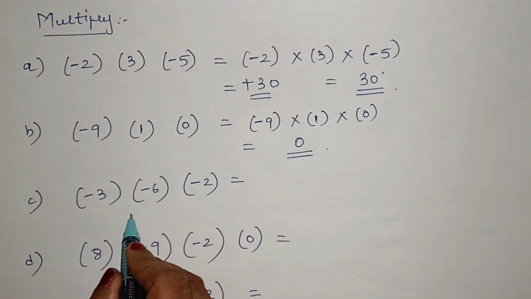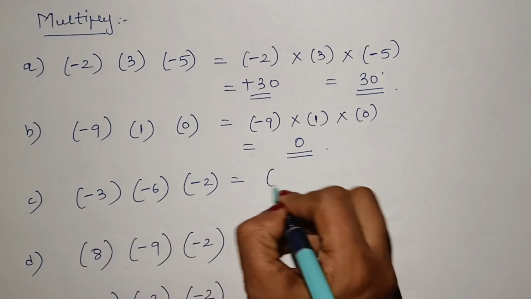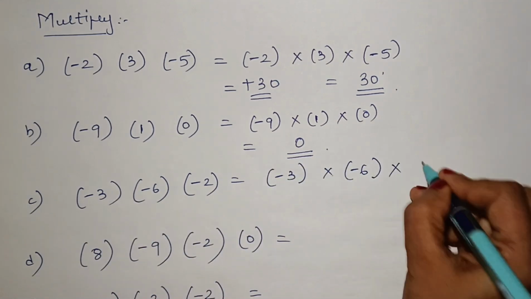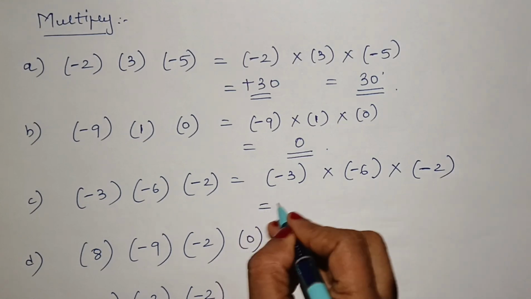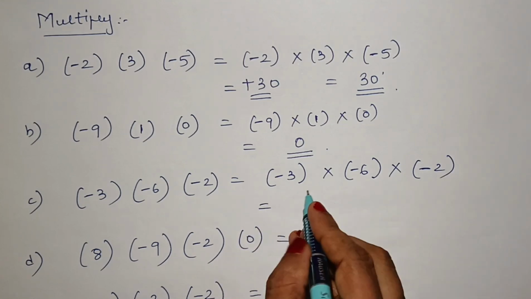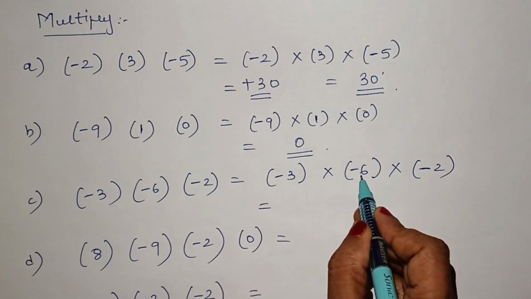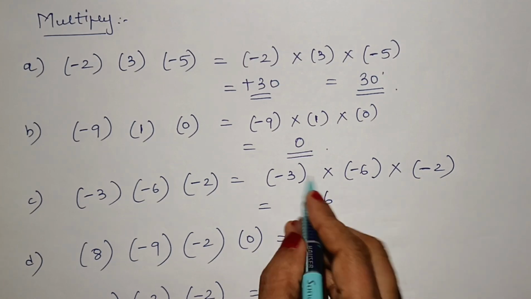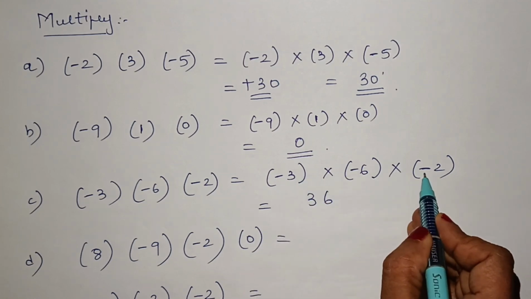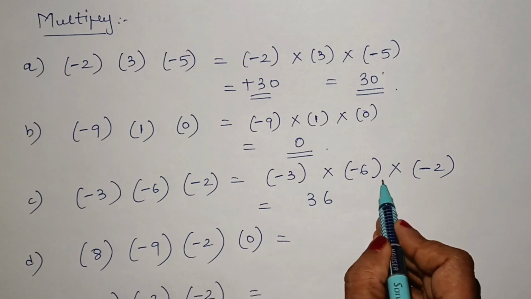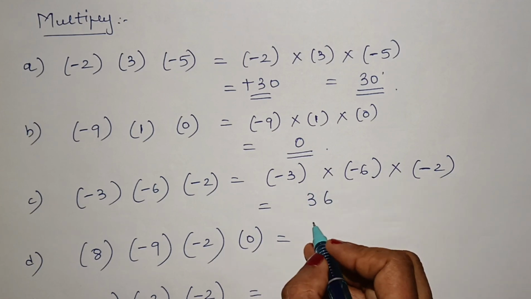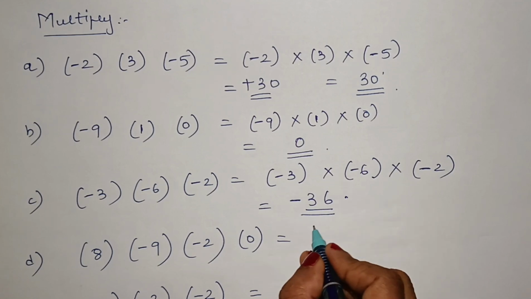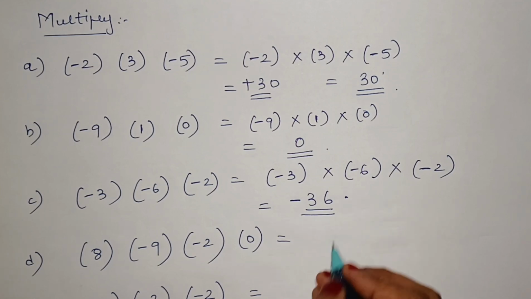Now let's switch to the next sum. No sign is given. It means minus 3 into minus 6 into minus 2. First multiply it as a whole number. 3 6s are 18. 18 2s are 36. 1 2 3. Odd number of negative signs result in a negative product. So your answer is minus 36.